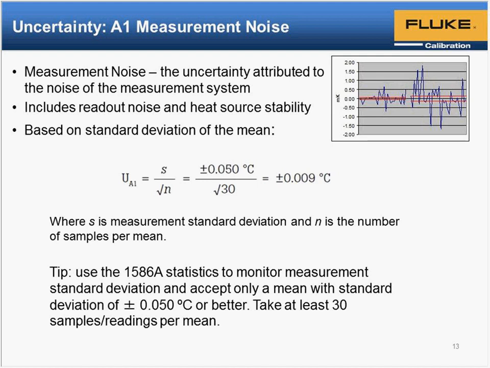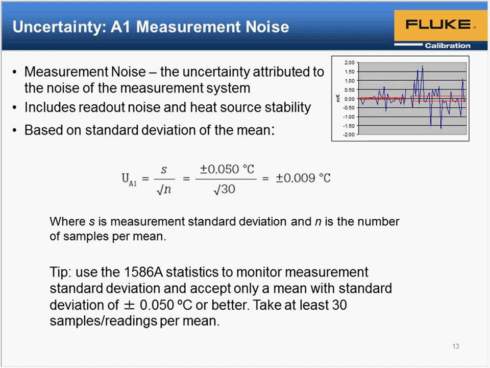Then calculate the uncertainty associated with the observed standard deviation. In this example, we have a standard deviation limit of 0.05 degrees C. Because we've taken 30 samples, our readings, we divide that standard deviation value by the square root of 30 to calculate the uncertainty, or the standard deviation of the mean, which is then 0.009 degrees C.